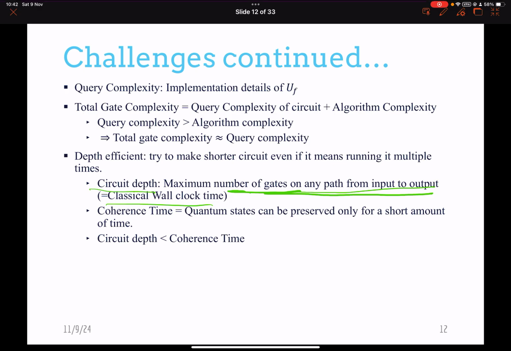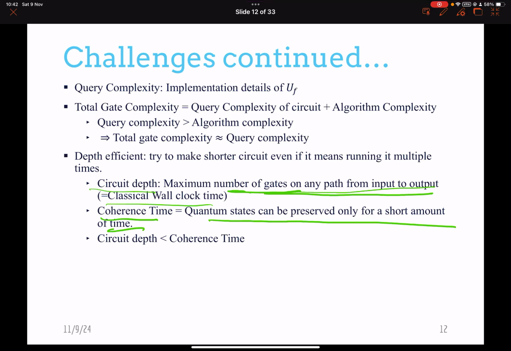And also because of the coherence problem, that is, the qubits become decoherent as they move through the quantum circuit. That's what coherence time is. Coherence time means quantum states can be preserved only for a short amount of time. As I said, the qubits can be preserved only for a short amount of time because they become decoherent because of noise and so on. In nature they become decoherent, so there is a certain coherence time for those qubits.